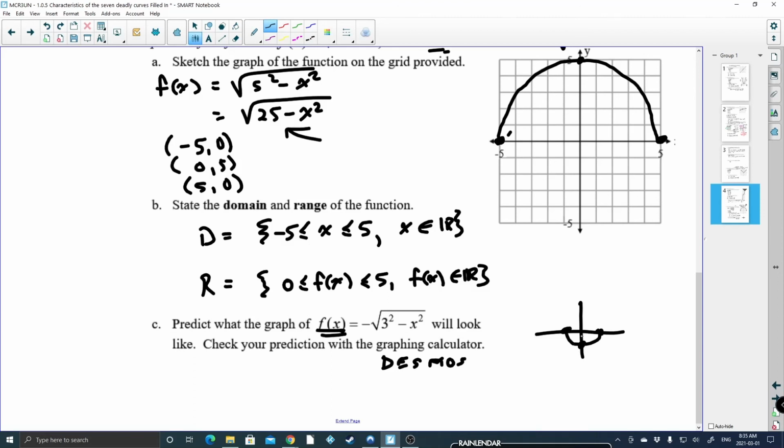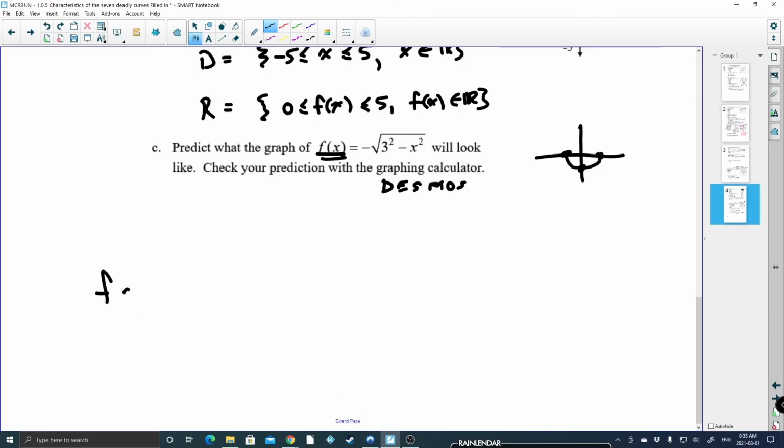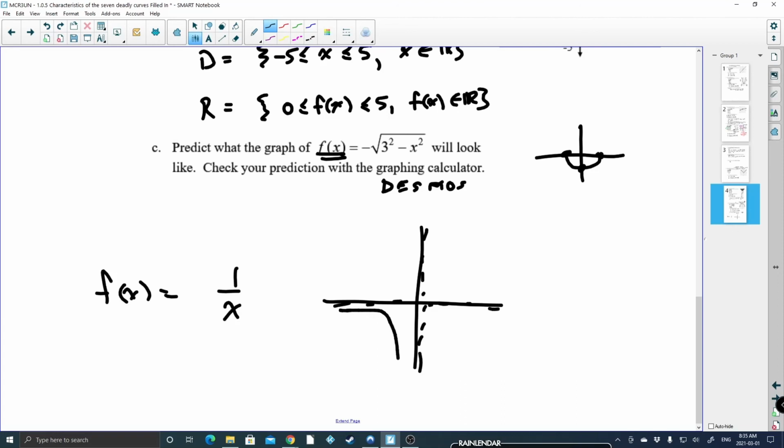Okay, so that is your introduction to what some teachers that I've talked to jokingly call the 7 deadly curves. Basically, it's 7 functions that you need to memorize the look of and make sure that you can draw from memory. All right. So if I give you the equation right now, what is f of x is equal to 1 over x as a graph? I need you to very quickly be able to say, okay, well, the 1 over x graph has an asymptote here, has an asymptote here, and basically looks something like that. Okay.